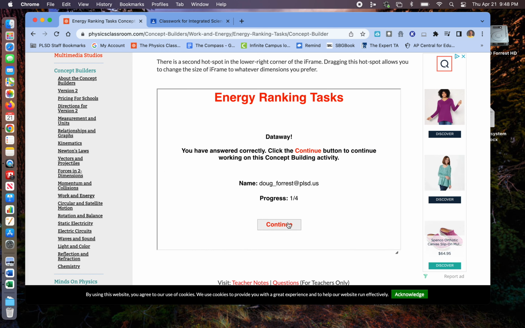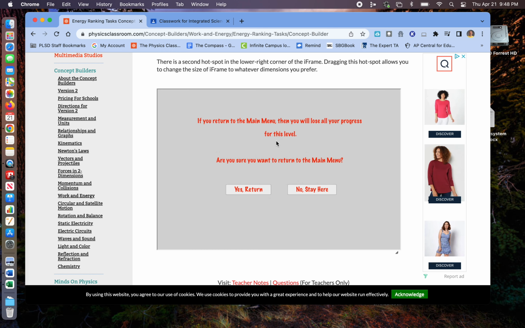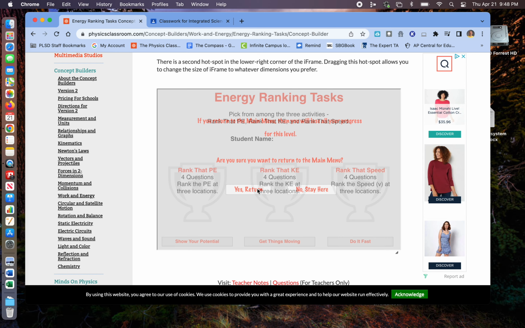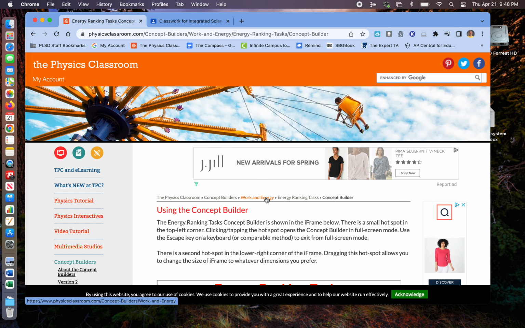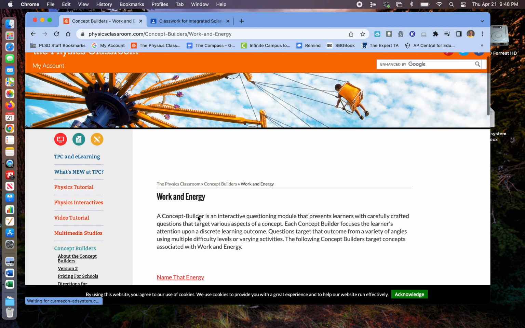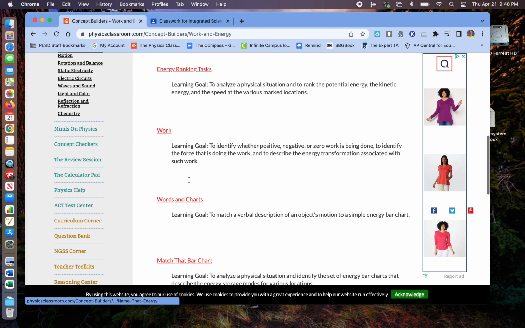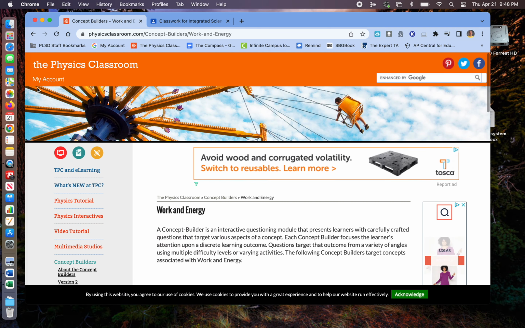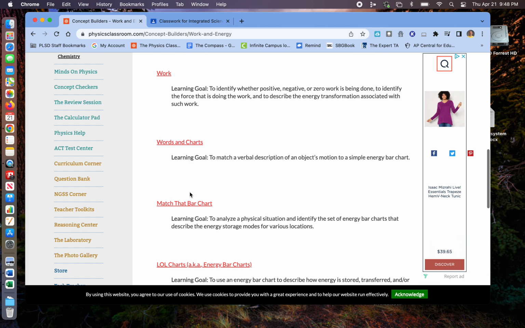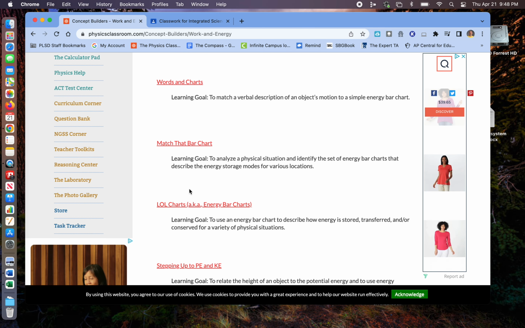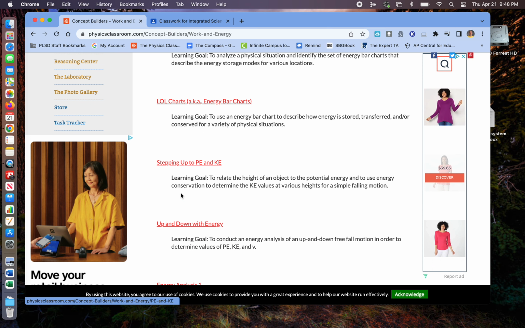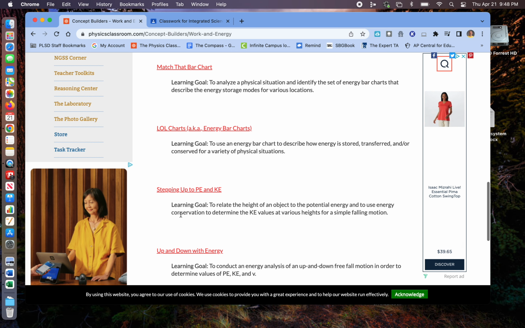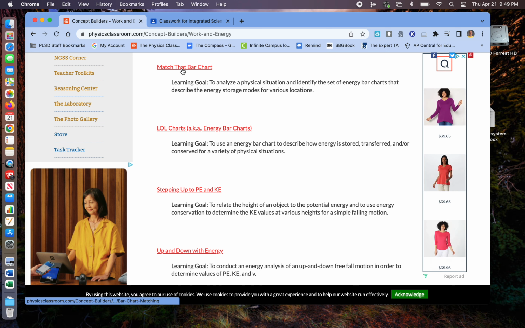Very nice. So now I'm going to go back to the main menu, and I am not going to finish this because this is just a tutorial for you. So once you finish whatever levels of that one you want, you go back to, again, your account. You won't need to go through these menus, but you're going to look up the one that basically says match that bar chart. Not the LOL charts, match that bar chart.